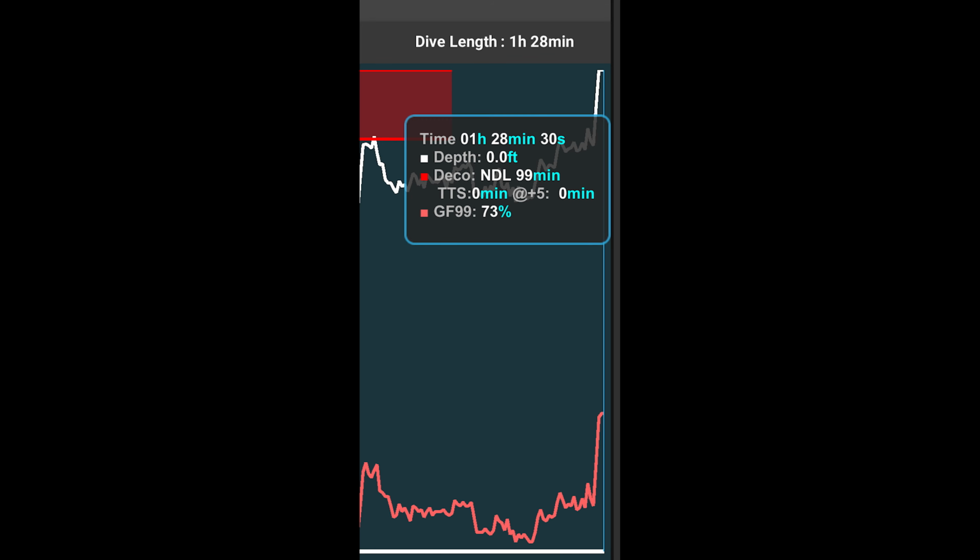So as you can see, no matter how much you're loaded within recreational dive limits, you can increase your safety factor just by hanging out at the safety stop.